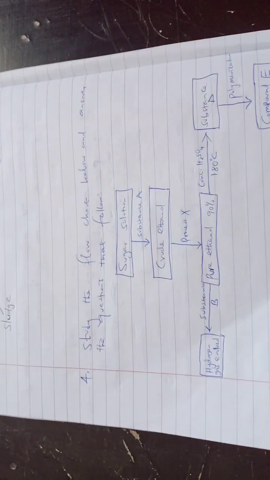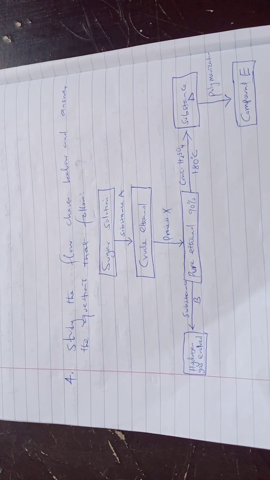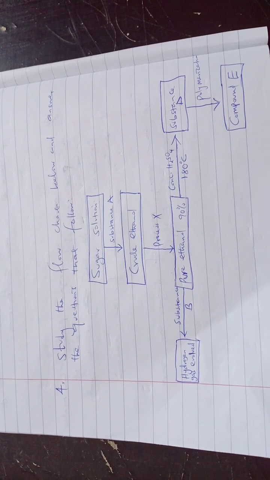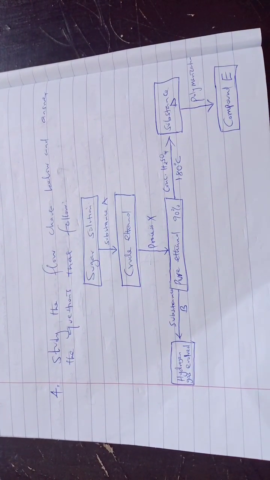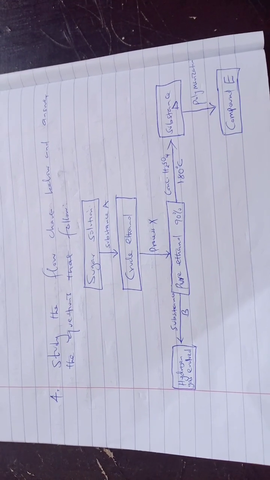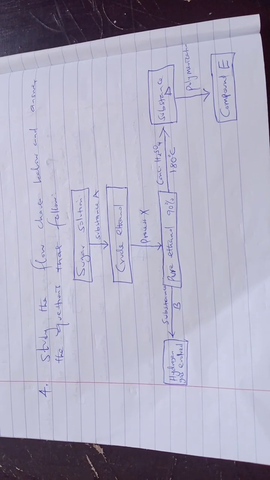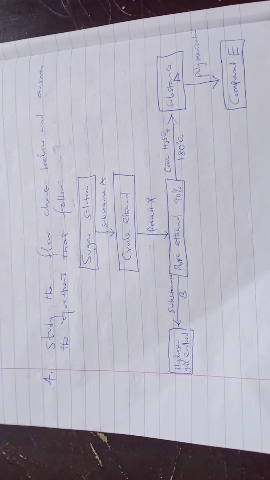Then we go to question 4, and question 4 you can see from there that there's a flow chart. You see the flow chart is there. There's a flow chart: sugar solution, substance A, crude ethanol, process X, all the way up to the end. And then you study this flow chart, and then you answer the questions that follow. So the first part says that we name substance A, then there's X, process X, all the way up to the end.